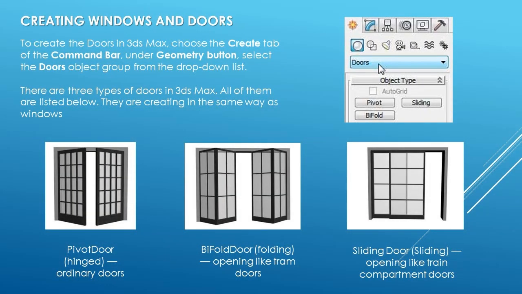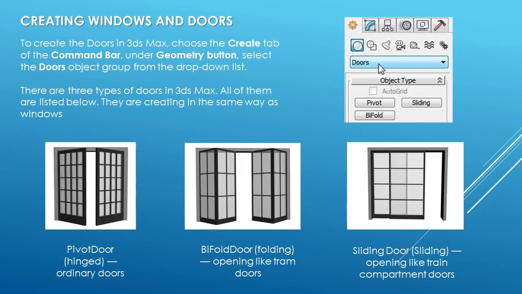To create doors in Max, choose the Create tab of the command bar. Under the Geometry button, select the Doors object group from the drop-down list, as shown in the picture. There are 3 types of doors in Max. All of them are listed below.